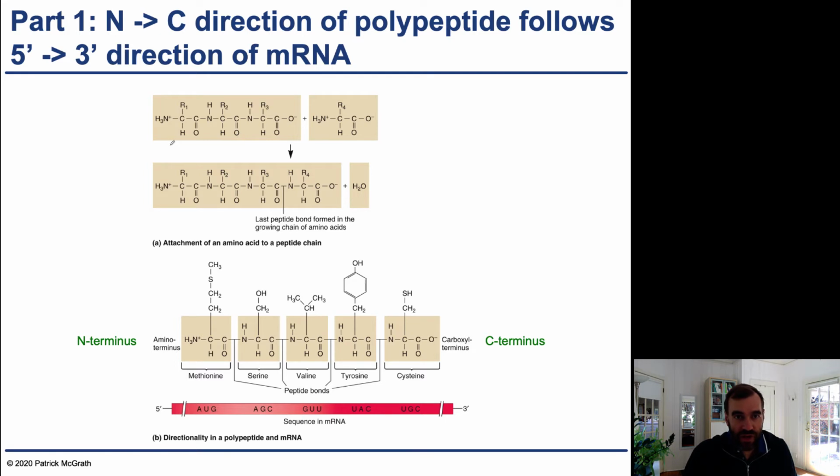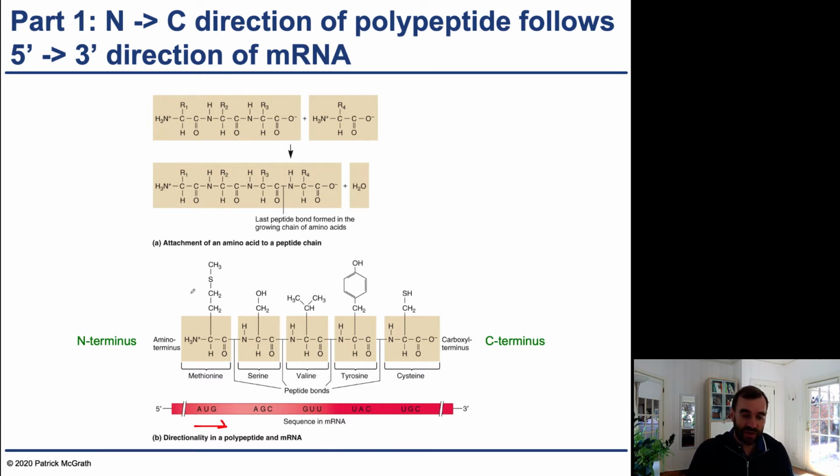The directionality of the polypeptide chain follows the directionality of the mRNA. If we look at the mRNA, there's a 5' to 3' end, and translation occurs in this direction, going from 5' to 3'. The AUG is the most 5' codon that is used, and then you go until you reach the stop codon at the 3' end.